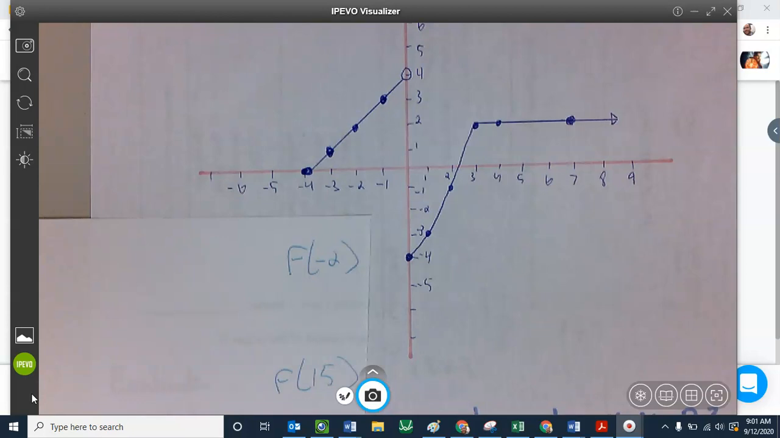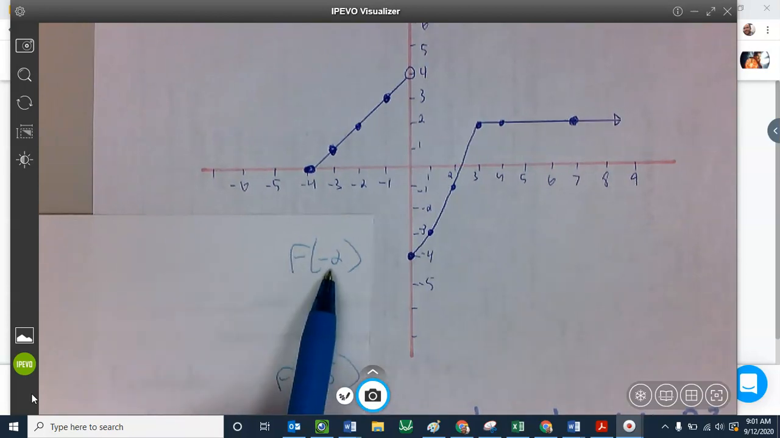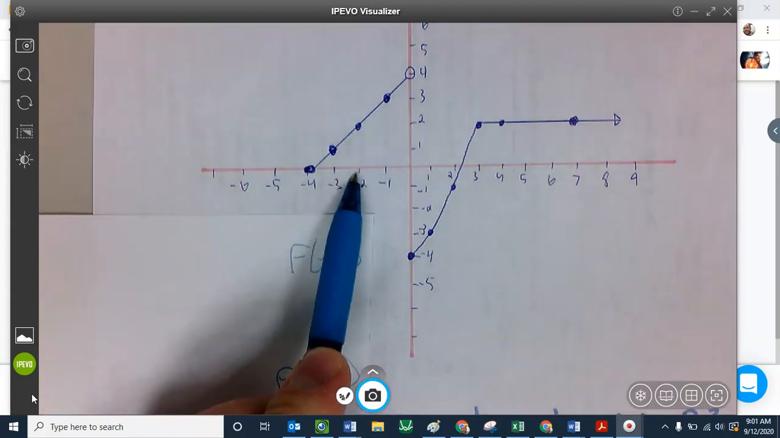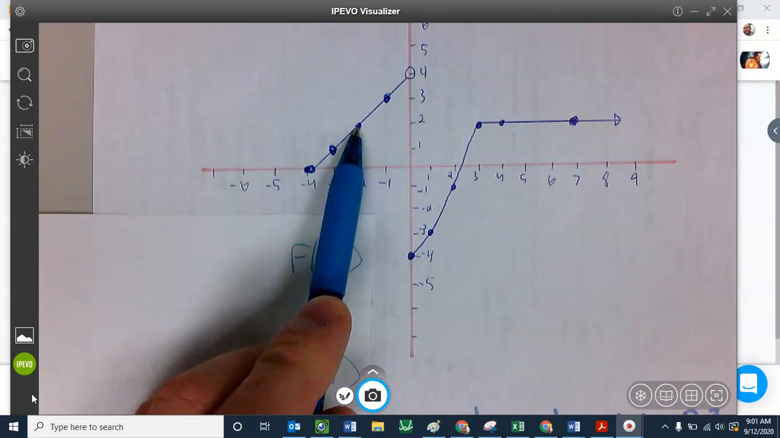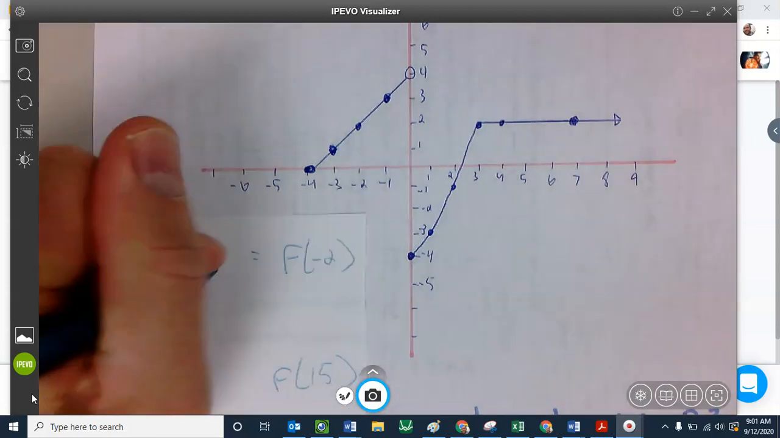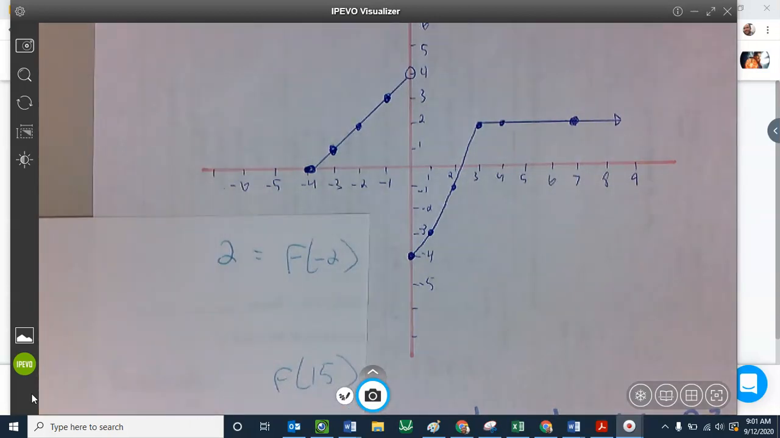The first one asks us to find f of negative 2. F of negative 2 says to go over when the x coordinate is negative 2 and then find the y coordinate. So I'm going to go over to where the x coordinate is negative 2 and then count how far up I have to get to the y coordinate. Positive 2. F of negative 2 equals positive 2. Save the easiest one for last, okay?